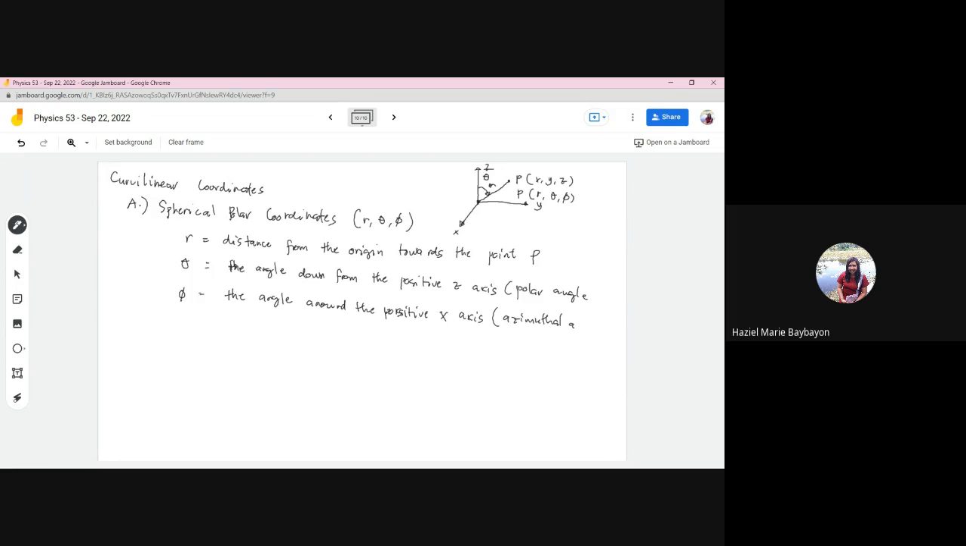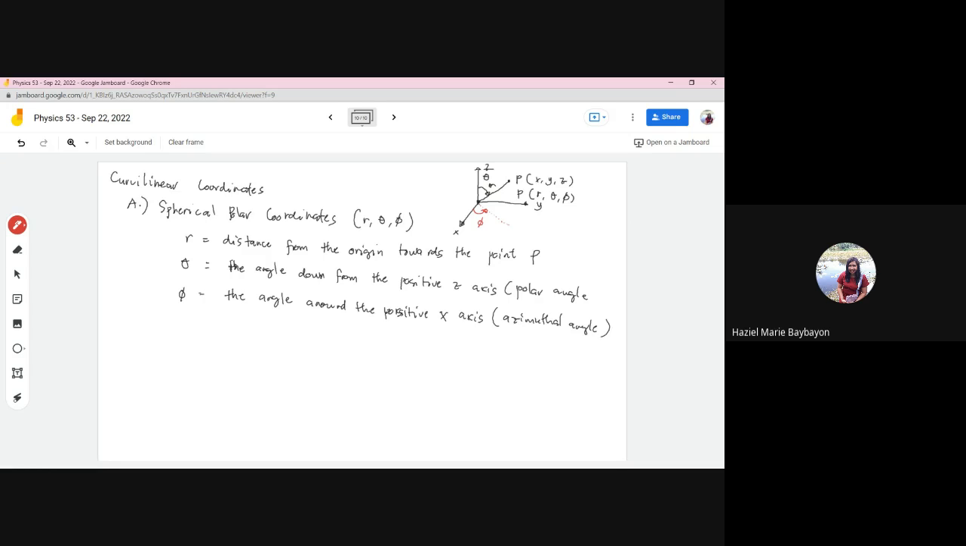Okay, so for the azimuthal angle, class, it is like a shadow of R, its projection along the XY plane. Okay, so I will draw the projection of R on the XY plane. It is like its shadow here, since we are in three dimensions. So it has a shadow here. And if we measure the angle from the positive x-axis towards the projection of R along the XY plane, this is your phi. Okay? So did you get the difference between theta and phi?